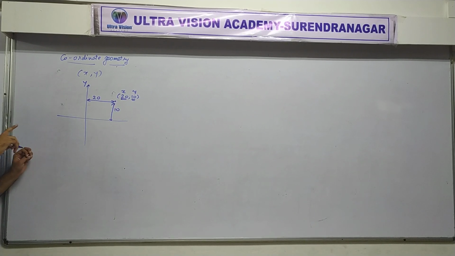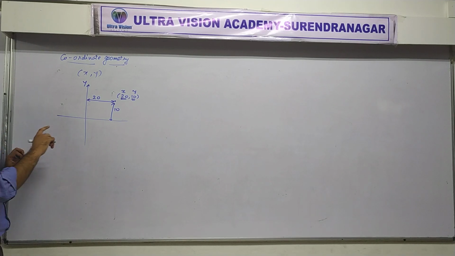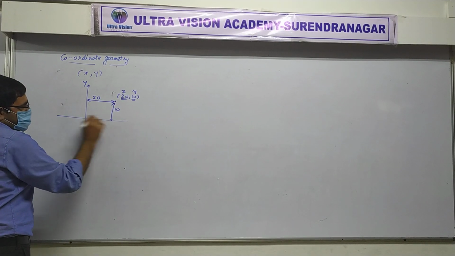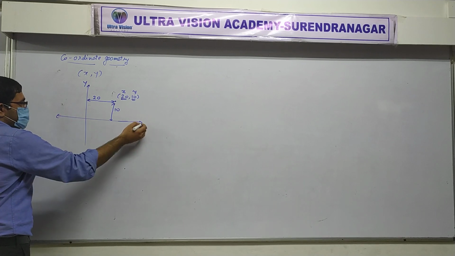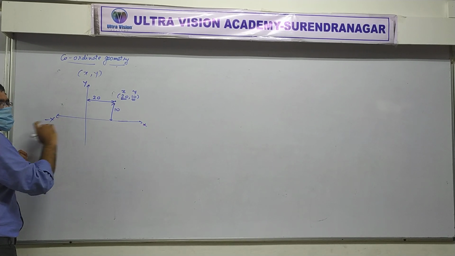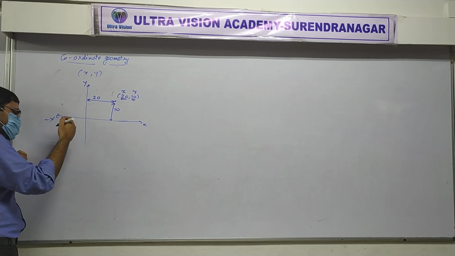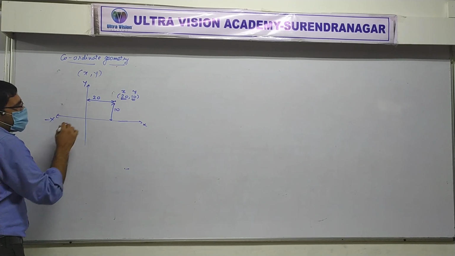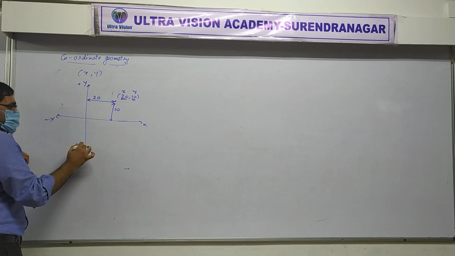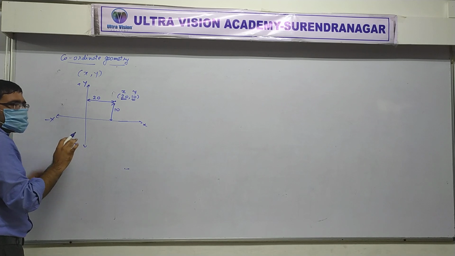Okay, you remember this part? So x always runs horizontal in the standard form. Right side is positive x and left side is negative x. Similarly, upwards is positive y and downwards is negative y. This is what we normally have.